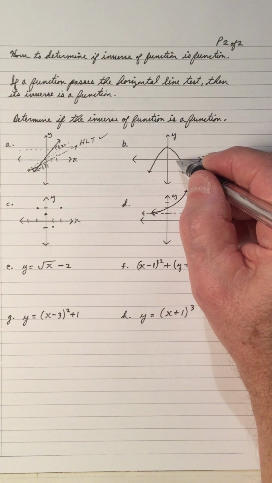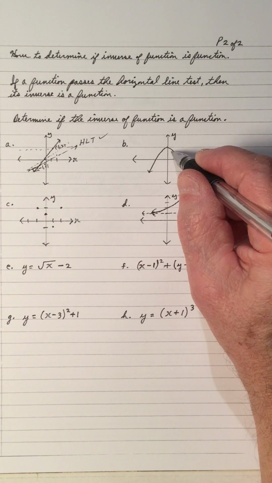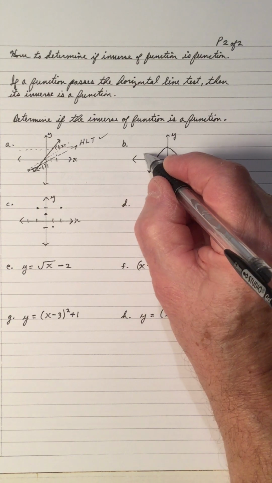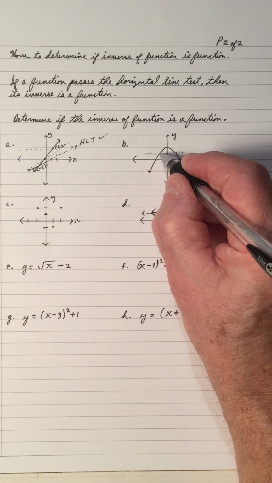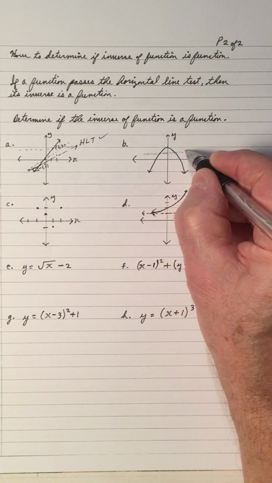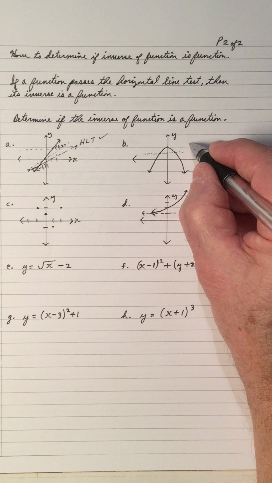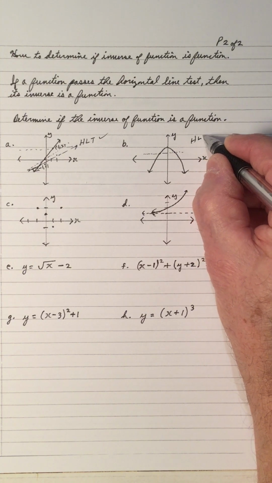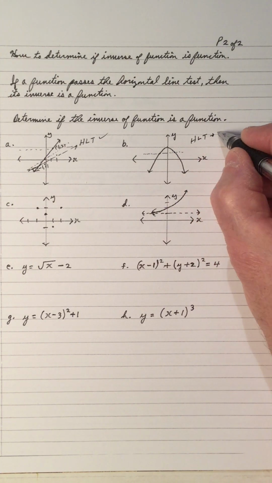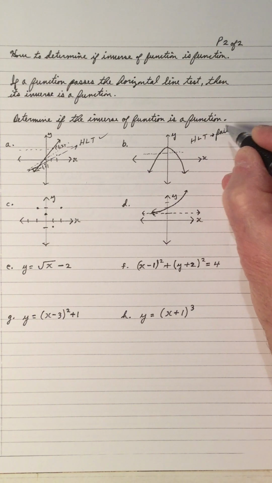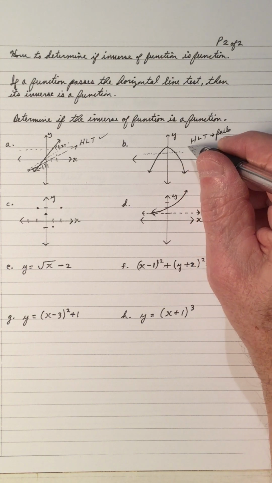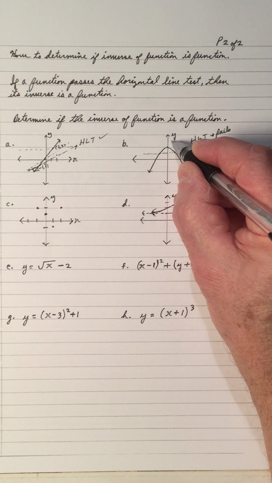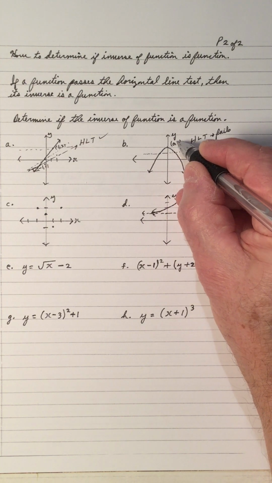Determine if the inverse of this one is a function. Let's test. I draw a horizontal line through these two points, and it passes through both. So it fails the horizontal line test. Therefore, the inverse of this function will not pass. Let's pretend that this point here is x is 0, y is 2.